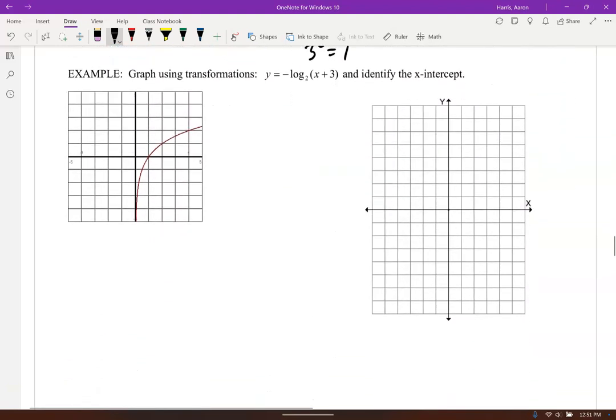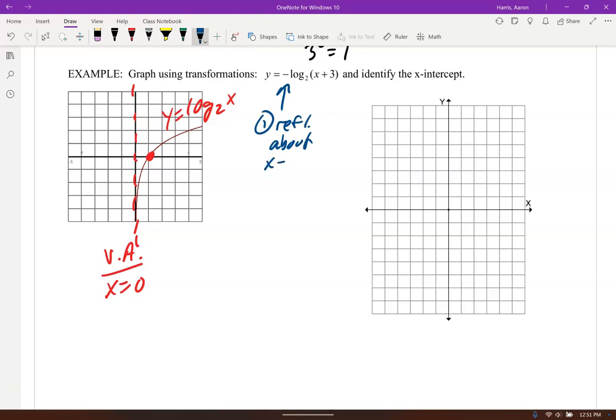How about log base 2? So here's the graph of log base 2 of x, which goes through that point 1, 0, has a vertical asymptote of x being 0. So what would the negative in front do? First of all, that would be a reflection about the x-axis. So now we still have 1, 0, but we flipped everything around. And so we would be looking like this now, reflected about the x-axis.